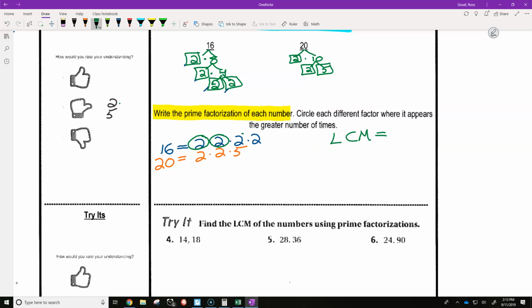1, 2, 3, 4. Now, if I take those 4 2's, I cannot take them from the other group. I can only take from one group. Those 2's all go in my LCM. 2 times 2 times 2 times 2. The ones I circle go in my LCM.